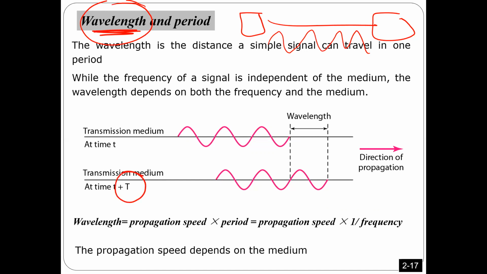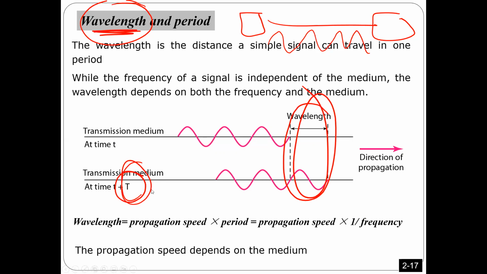T is the period. That's it. So the definition of the wavelength is how much distance the signal is going to propagate. As you see here, this is a time small t. So after t plus the period capital T, the signal is going to propagate this distance. The distance propagated in time capital T is what we call wavelength.